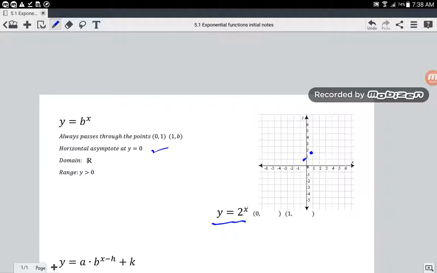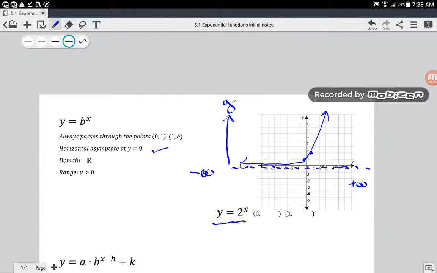Exponential functions have a horizontal asymptote where y equals 0. The domain is going to be all real numbers, or from negative infinity to positive infinity. And the range is going to be from your horizontal asymptote and up. So the way this graph looks, it's going to have a line close to the asymptote through these 2 points and off to infinity.